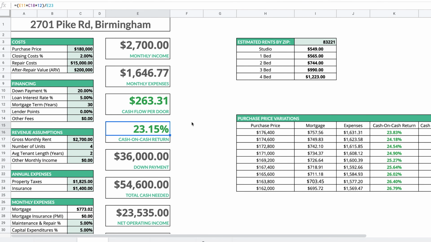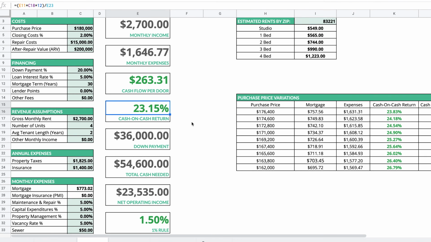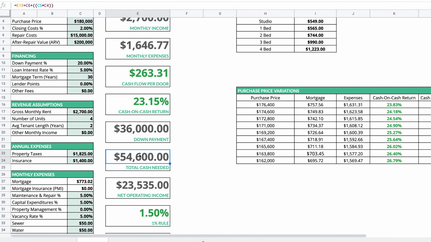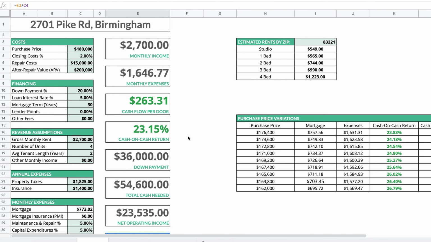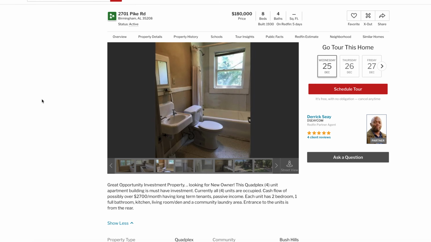Typically, I'll buy anything that's over 12% and over $200 net per door per month. Total down payment, total cash needed. This is our down payment, closing costs, and also our repairs as well. And this definitely beats the 1% rule. So yeah, this is actually a really good deal, and it's something that I absolutely would pursue if I was looking to buy something long distance.